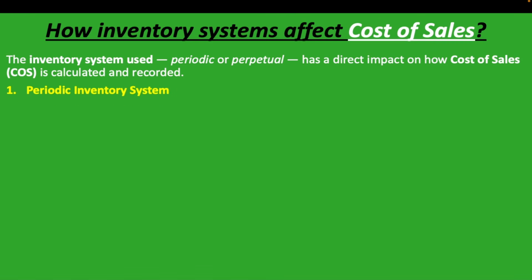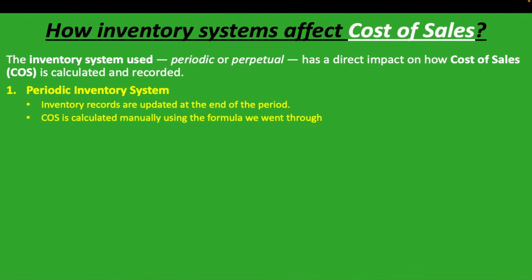Now let's look at the periodic inventory system very briefly, because we've done lessons specifically on the periodic versus the perpetual inventory system. You'll find it in the link in the description below as well. But with the periodic inventory system, inventory records are updated at the end of the period, and you'll see what is called purchases in your trial balance, for instance, and you'll see this shortly.